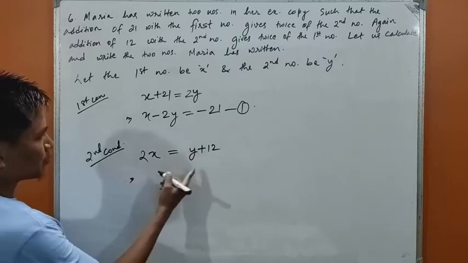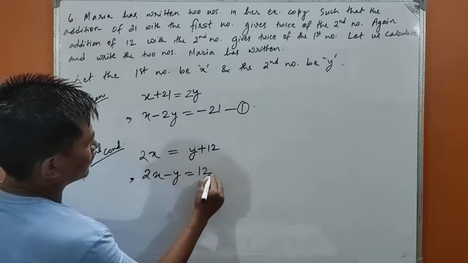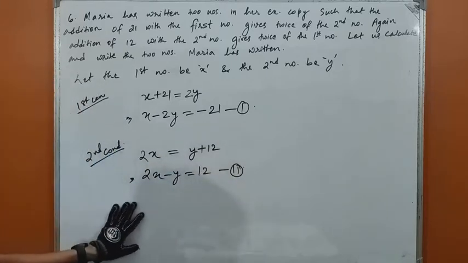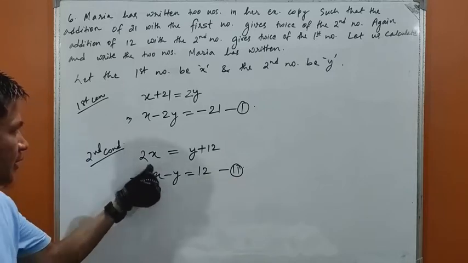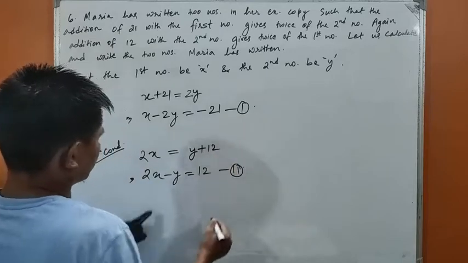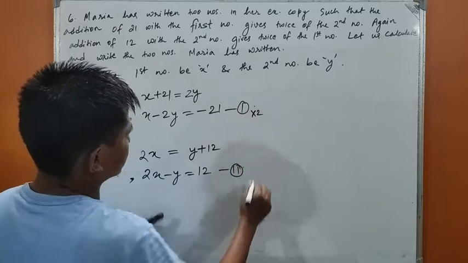So let us bring this plus y to the left hand side. 2x minus y equals to 12. So this is equation 2. Now let us make the coefficient of x equal and eliminate x. Here the coefficient of x is 2. Let us multiply 2 in equation 1.